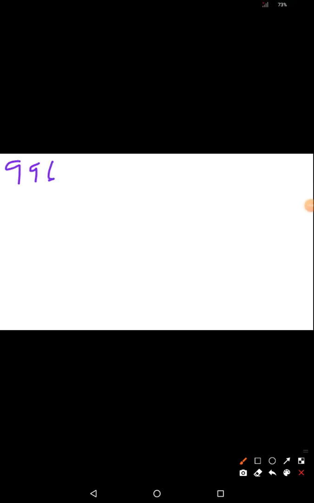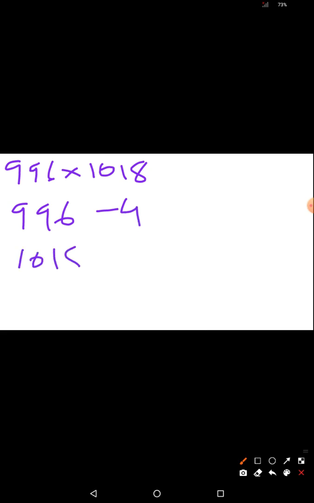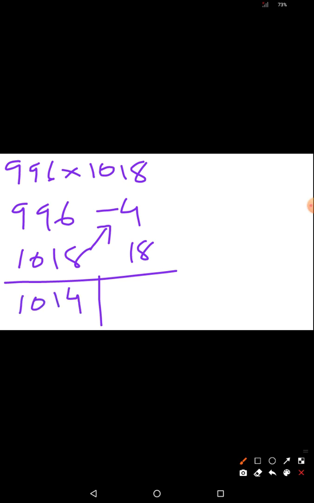So the question is 996 into 1018. That is the question. 996. So 996 is represented as 1000 minus 4. 1018, 18. Okay. So now what you have to do? Whichever is easier, 996 plus 18 or 1018 minus 4. So we'll go with 1018 minus 4. 1014. Then minus 4 into 18, you will get 72. Okay, negative.